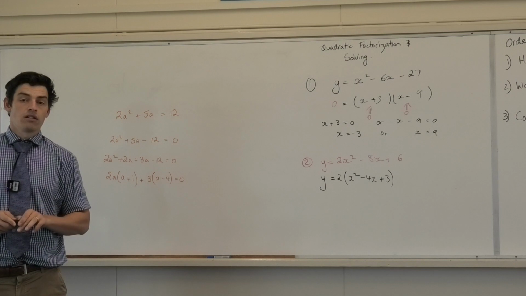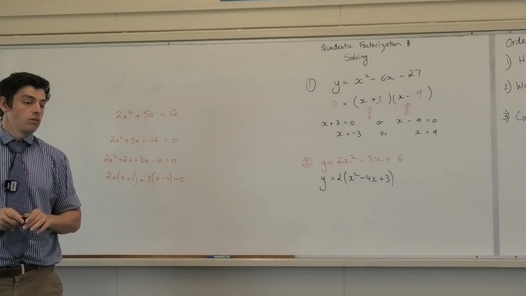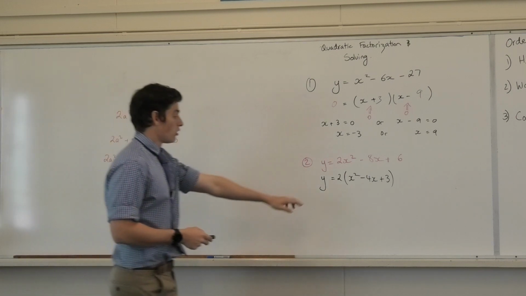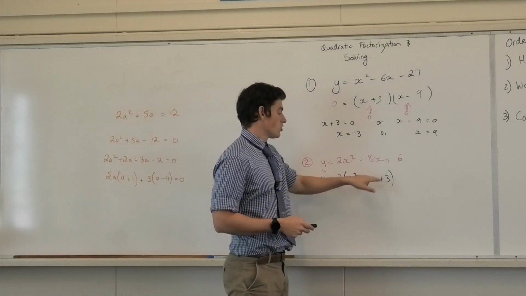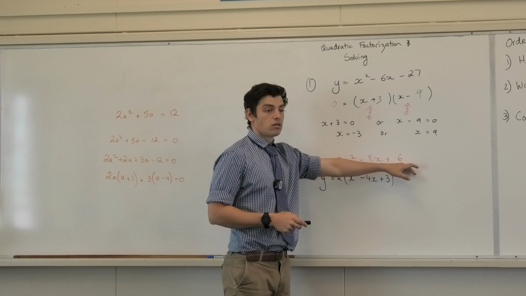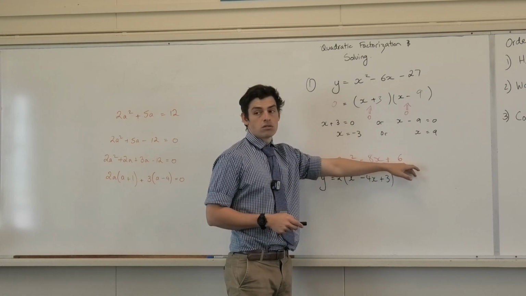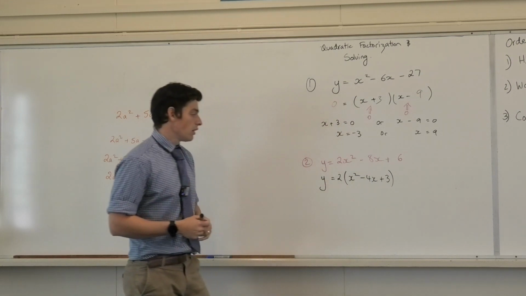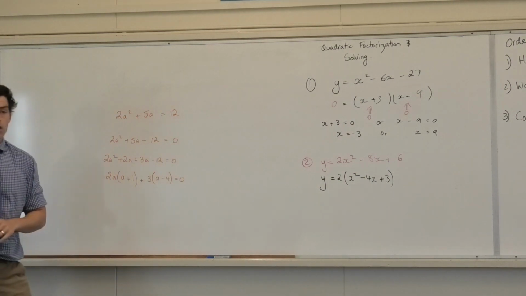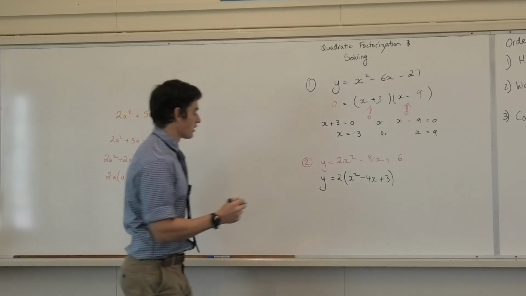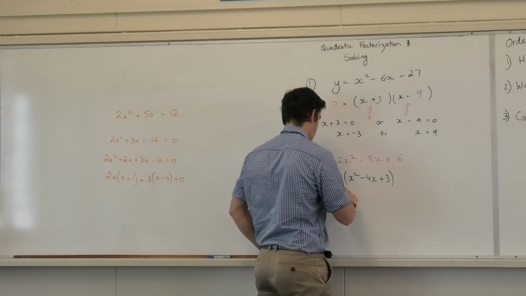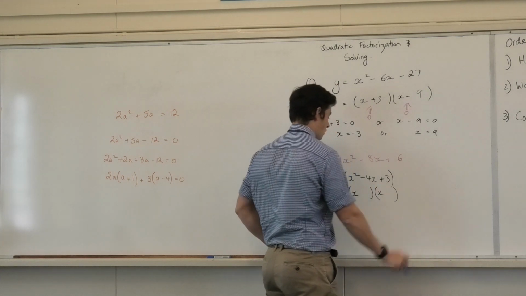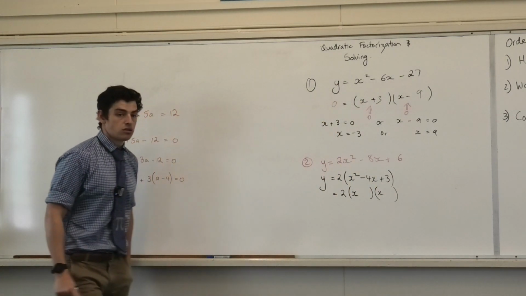What have I done then? Just taking the common 2 out the front and divided each of these terms by 2. Now I just want to factorise what's in the bracket, so I go by the same steps. I put my x first, identify my symbols.